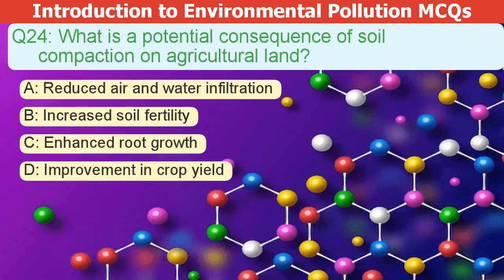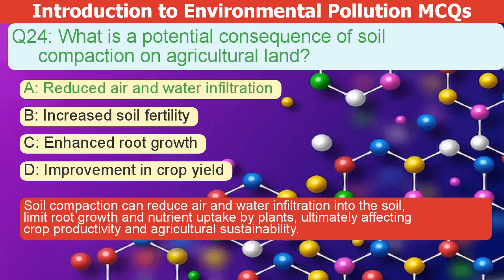What is a potential consequence of soil compaction on agricultural land? A. Reduced air and water infiltration. B. Increased soil fertility. C. Enhanced root growth. D. Improvement in crop yield. The correct answer is A. Soil compaction reduces air and water infiltration, limits root growth and nutrient uptake, affecting crop productivity and agricultural sustainability.